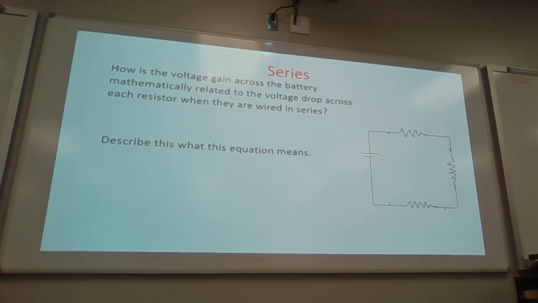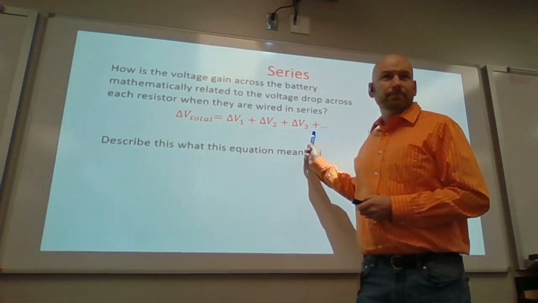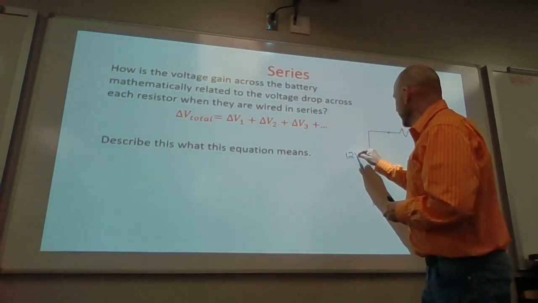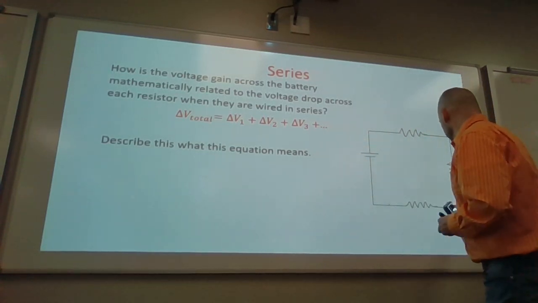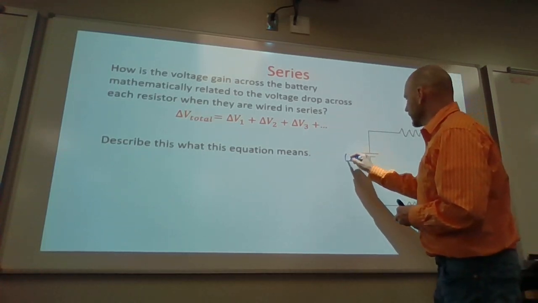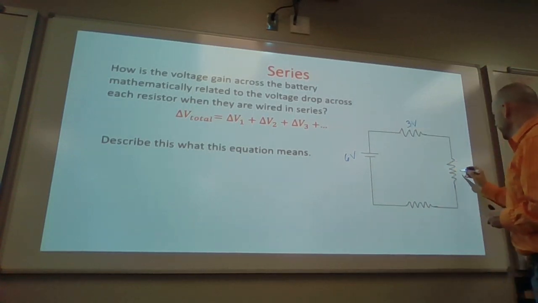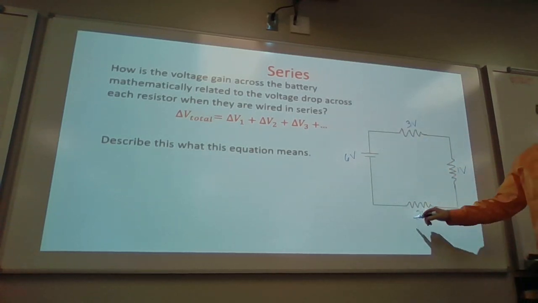The equation for voltage gain, how does that compare to voltage drop across all the resistors in series? The total voltage gain is equal to the sum of the voltage drops. So if this was 6 volts, you have a 3-volt drop, 1-volt drop, 2-volt drop. These all have to add up.